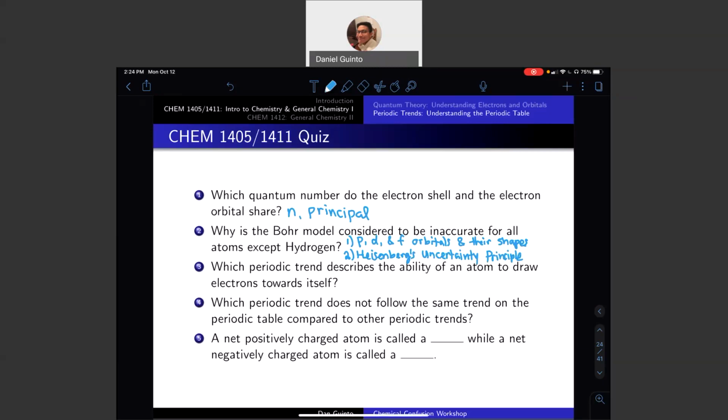Third, which periodic trend describes the ability of an atom to draw electrons towards itself? When we look at the 4 trends we discussed today, we have atomic radius, ionization energy, electron affinity, and electronegativity. Atomic radius doesn't really have much to do with drawing electrons towards itself. Ionization energy is the energy required to remove an electron from an atom, so that's not in relation to drawing electrons towards itself. Electron affinity is the energy change when an atom accepts an electron. So it wouldn't be any of those 3. Realistically, our only option left would be electronegativity.